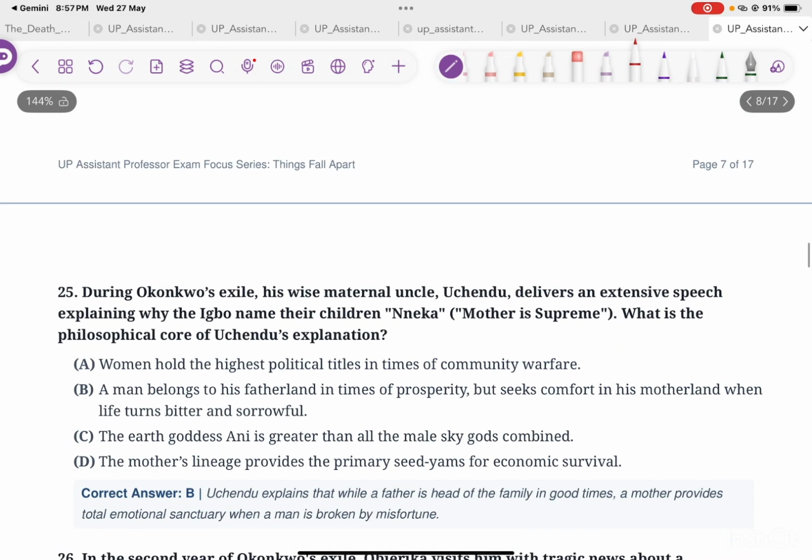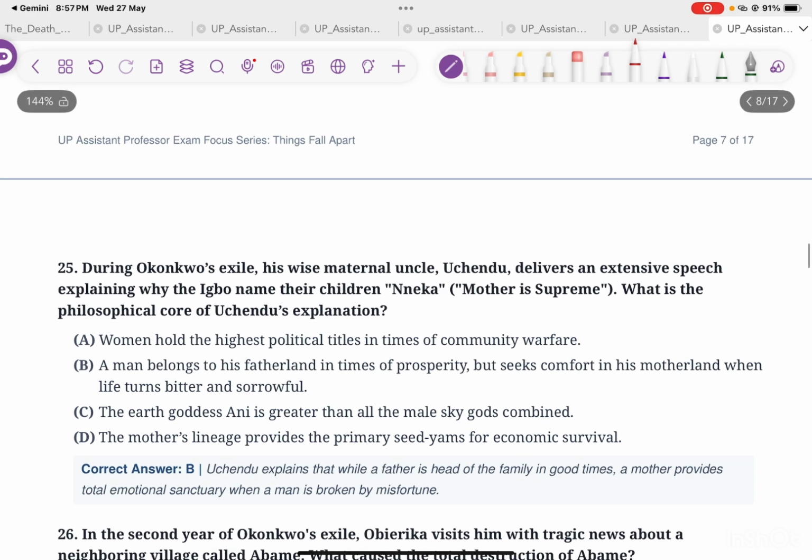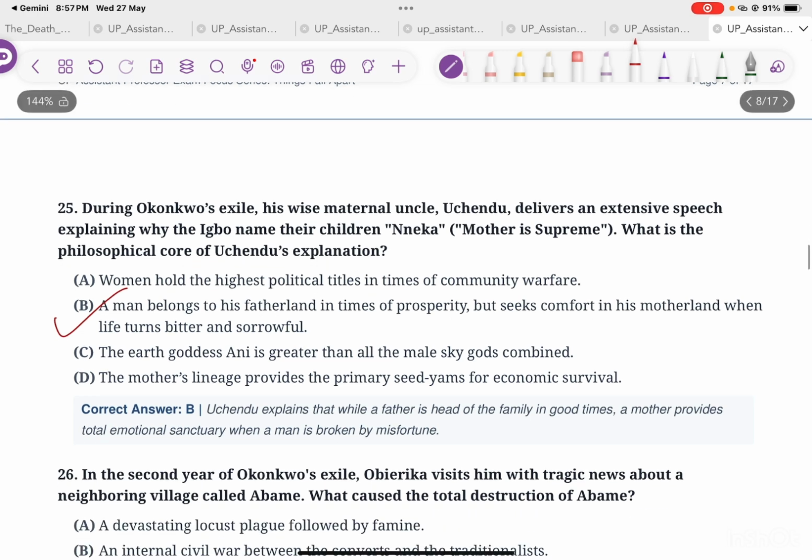During Okonkwo's exile, his wise maternal uncle Uchendu delivers an extensive speech explaining why the Igbo name the children Nneka. What is the philosophical core of Uchendu's explanation? A man belongs to his fatherland in times of prosperity but seeks comfort in his motherland when his life turns bitter and sorrowful.